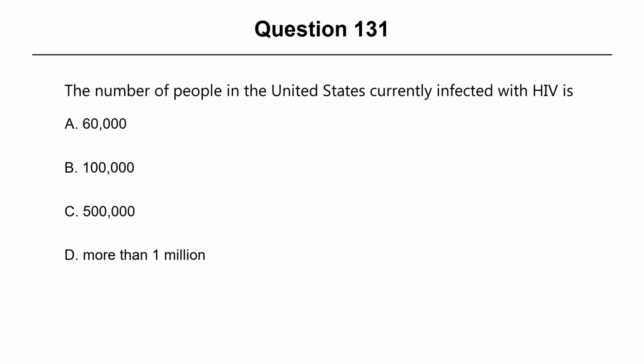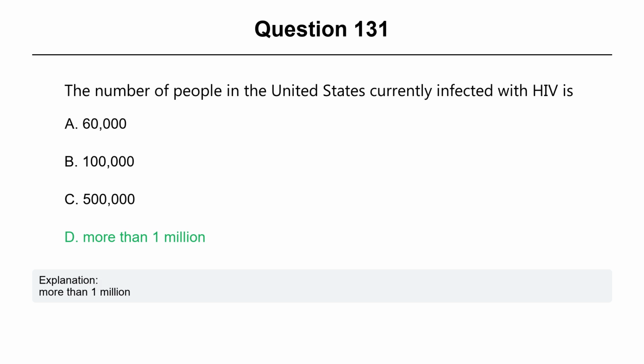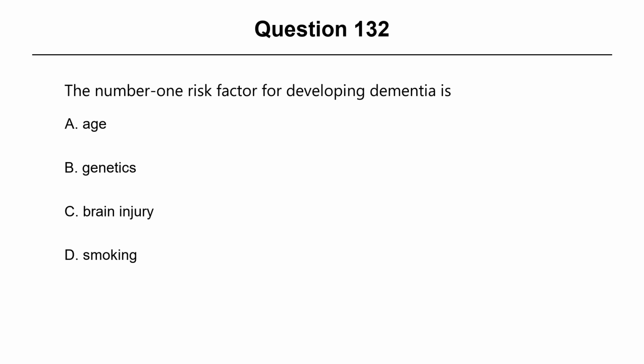Question 131. The number of people in the United States currently infected with HIV is option A, 60,000, option B, 100,000, option C, 500,000, option D, more than 1 million. The correct answer is option D, more than 1 million. Question 132. The number one risk factor for developing dementia is option A, age, option B, genetics, option C, brain injury, option D, smoking. The correct answer is option A, age.